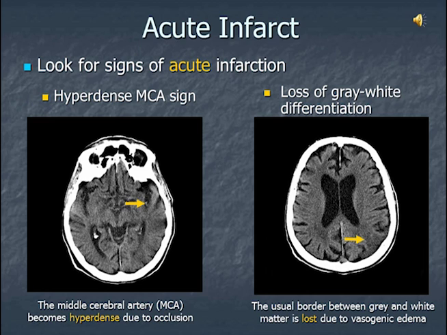One common indication for brain CT is for evaluation of possible infarction. Infarcts can be categorized into acute versus chronic. Acute infarcts are more difficult to spot, so we look for clues. On the left is an example of the hyperdense MCA sign, where the MCA becomes bright due to occlusion. On the right, we see a loss of the normal gray-white border due to vasogenic edema.